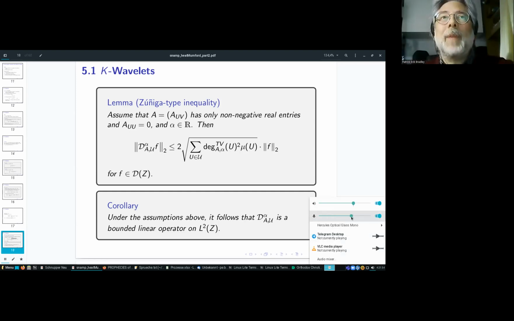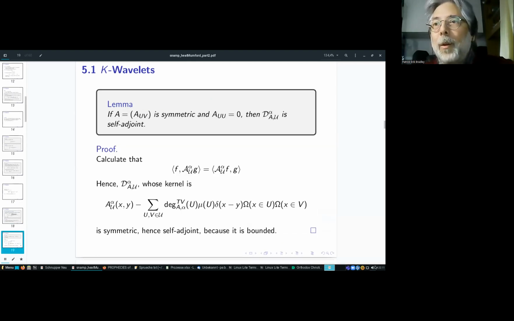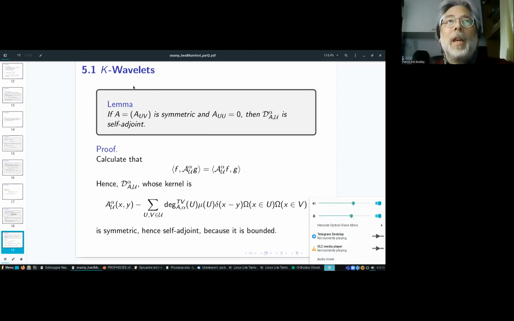What you have to require is that the matrix has only non-negative real entries and the diagonal vanishes, and alpha is a real number. Then you get your bound first on Schwarz functions, but then by taking limits also on all of L2 of Z. And if A_UV is symmetric and the matrix diagonal elements are 0, then this operator is self-adjoint. The proof is you calculate one by one that it is symmetric, first with the adjacency A_UV to the alpha, and then look at the diagonal, which is this using the Dirac delta function. And because it's bounded, you can conclude that it's self-adjoint.